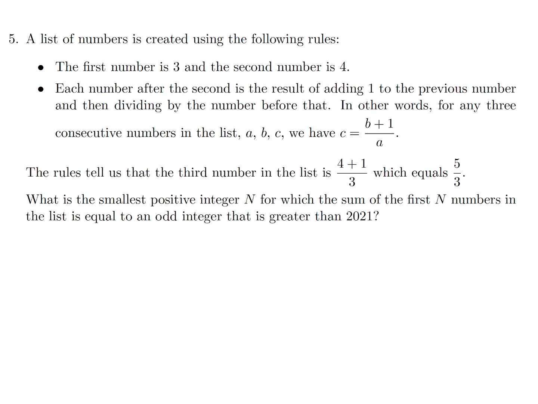What is the smallest positive integer n for which the sum of the first n numbers in the list is equal to an odd integer that is greater than 2021?